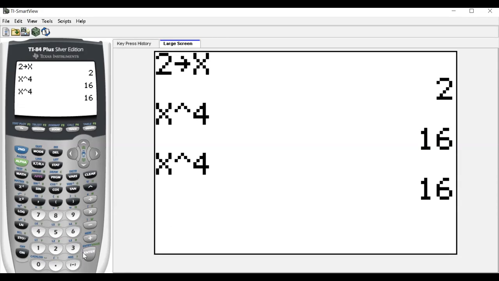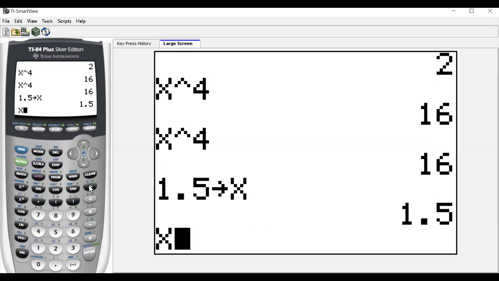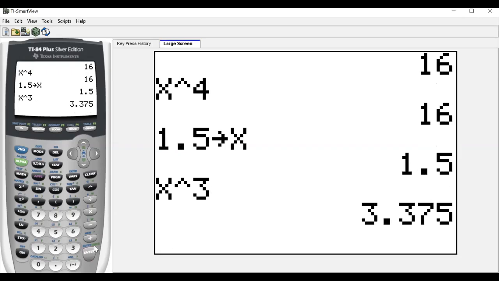Now the next question wanted n to the 3rd when n equals 1.5. Well, your calculator doesn't actually care about what variable you're using, you just need to make sure you name it correctly. So instead of using n this time, I'm going to use x again. So I'm going to say 1.5, I'm going to store that as x. So if I want to do x to the third power, that will then come out to 3.375.